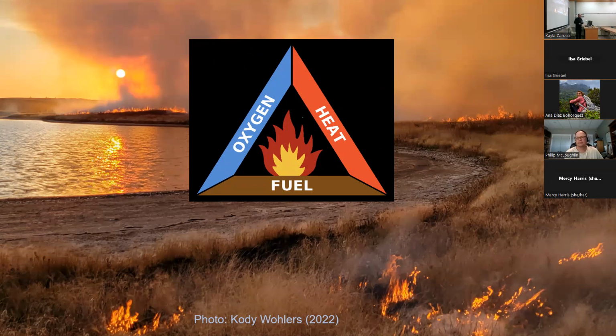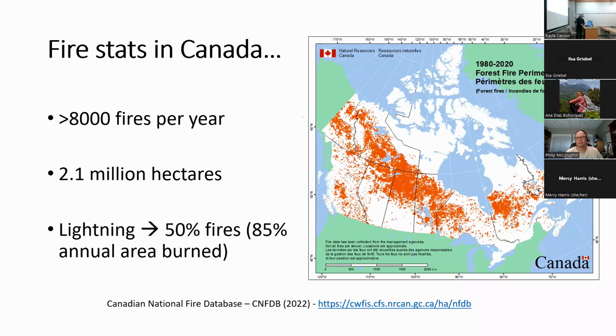Now, geographically speaking, fire across Canada is widely distributed. As we can see in this map, according to the Canadian National Fire Database, there are more than 8,000 fires per year, which is really high, affecting more than 2 million hectares across Canada. Interestingly, lightning is the main cause of around 50% of these fires, and those fires account for around 85% of the annual area burned in Canada. Which is really interesting.